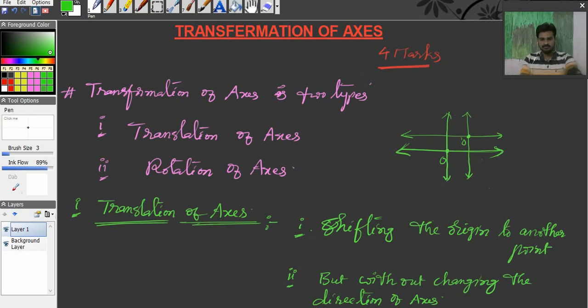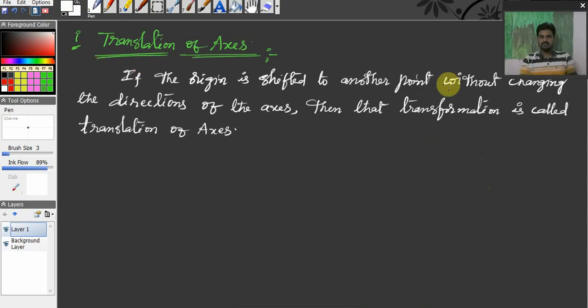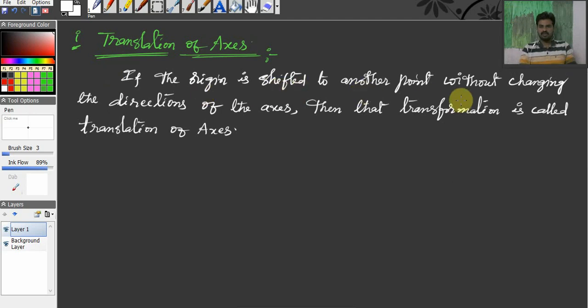Now we are going to write the definition of the translation of axis. If the origin is shifted to another point without changing the direction of the axis, that is, we have to change the origin to another point, that is the first condition, without changing the direction of axis, that is the second condition, then the transformation is called the translation of axis. Now we are going to discuss how to do the translation of axis.